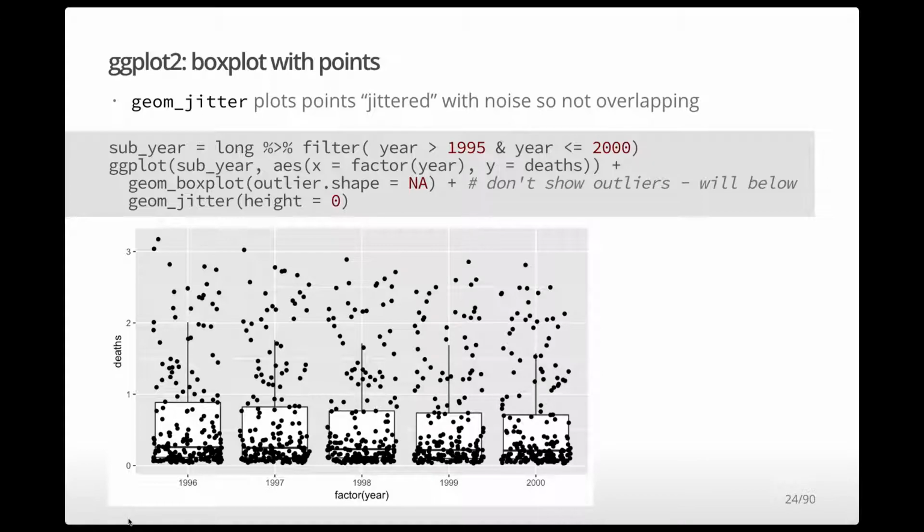So here we're just grabbing the data for years 1995 and less than or equal to 2000. Again, we're doing the same thing. We're taking this data set, we're making year into a factor because in this sense we know we just have 5 years. We could have used group again. Y is the death column, right? We're doing a geom box plot, outlier shape equals NA.